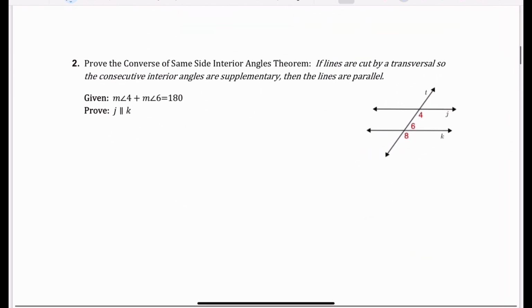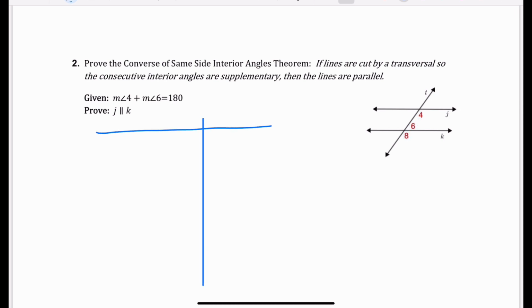We're going to use the same sort of idea to prove the converse of the same side interior angles theorem. So let's do a two-column proof here. We're going to put our statements and our reasons, S and R for statements and reasons. We always write the given information first. Given: the measure of angle 4 plus the measure of angle 6 equals 180 degrees. Since we're talking about measures, we're going to put equal, not congruent. Now, 4 plus 6 equals 180.